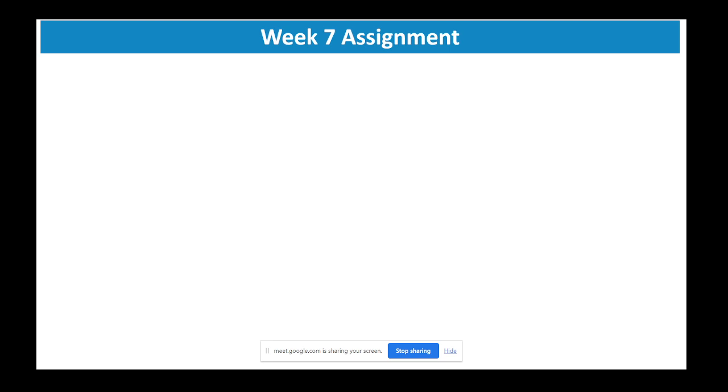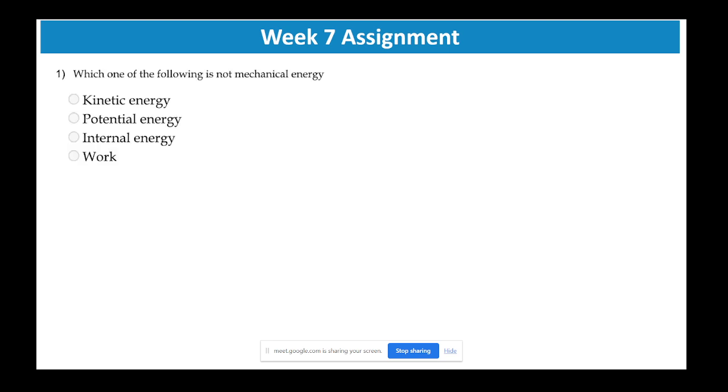So moving forward, we will start with the assignment for week 7. The first question is, which one of the following is not a mechanical energy? As I discussed earlier, the definition of mechanical energy states that it usually includes kinetic energy and potential energy. So work is not included in the calculation of mechanical energy. So work is the answer here.